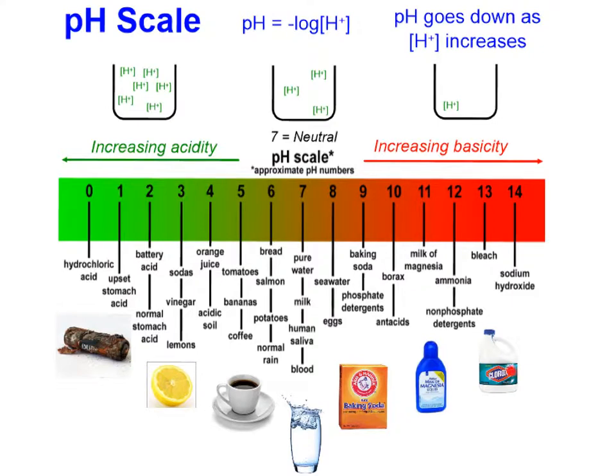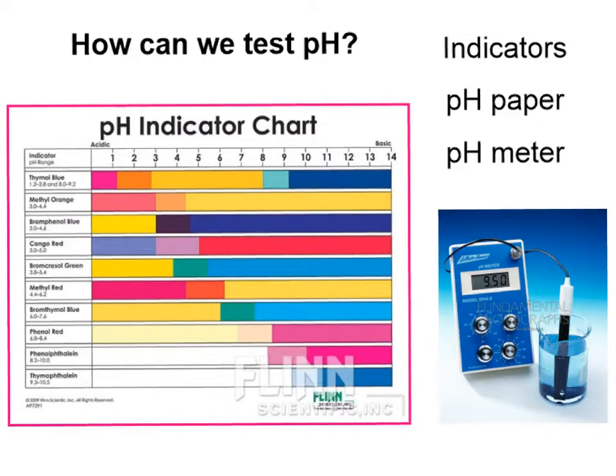And here are some representative items for these different pH values. You can see pure water would be neutral. As you go this way, you get more and more acidic items, and this way more and more basic items. So there are different ways that we can measure the pH of a solution. Let's look first at this idea of indicators.